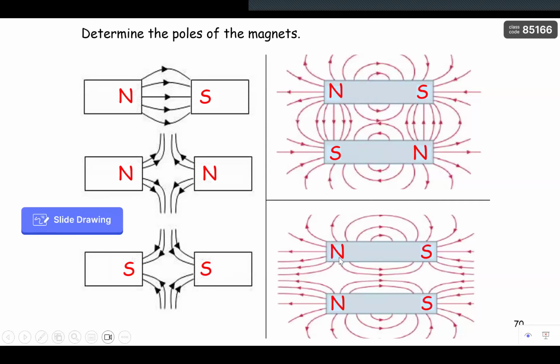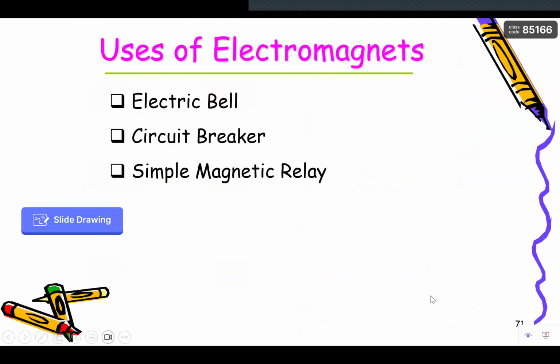Okay, so these two magnets must have like poles. So for this one, the arrows are all going away from the magnet. So this side must be north, this side must also be north, and this side is all arrows going towards the magnet. So these two sides must be south pole.